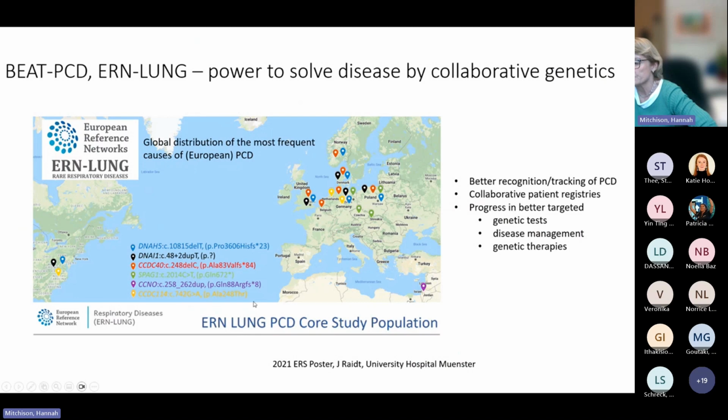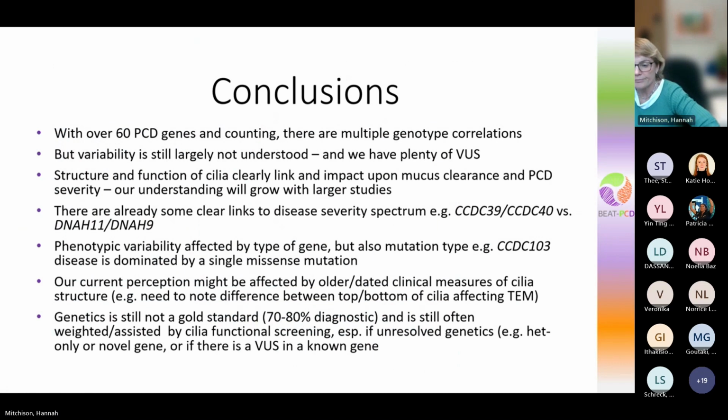And then there are common mutations, and so this is going to be more and more interesting to be able to make these correlations. So in conclusion, we have multiple genotype correlations and phenotypes. But the truth is, this variability is largely not understood at all. And we have so many variants of uncertain significance and complications in PCD, and difficulties with the genotyping and phenotyping. So this is a huge area we're really just starting on. But we have some very good suggestions now, and we certainly know some of the more and less severe forms.